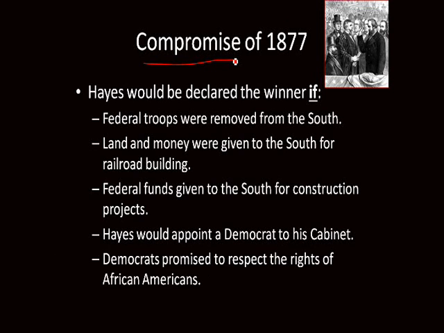All right, and then they had to. The Southern governments in return would tell the Democrats in the South that they needed to respect the rights of African Americans, which would mean no more Jim Crow laws. But there's no way of enforcing that, so that continues.